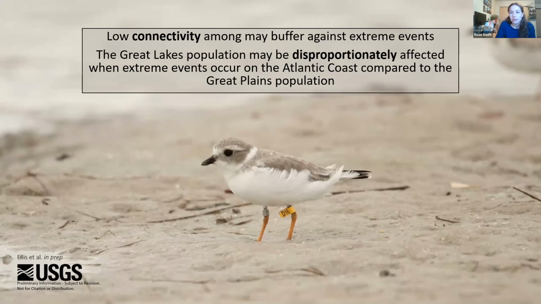And while we did find moderate to low levels of connectivity, which is a good sign to help buffer piping plovers against extreme events, it does seem that if extreme events occur on the Atlantic coastline, the Great Lakes population will be disproportionately affected compared to the Great Plains population.